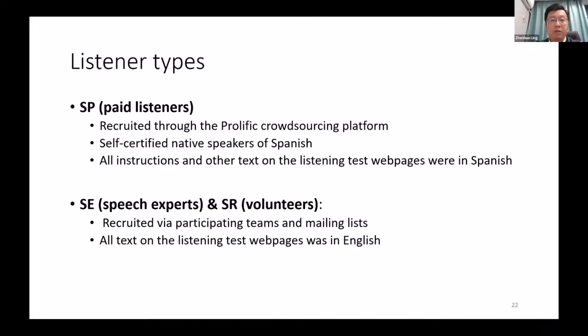Just like previous challenges, we have 3 types of listeners. The paid listeners were recruited through the Prolific crowdsourcing platform. They were all self-certified native speakers of Spanish. For these listeners, all instructions and other text on the listening test web pages were in Spanish. The other 2 types of listeners, speech experts and volunteers, were recruited through participating teams and the mailing list. For these 2 types of listeners, all text on the listening test web pages was in English.